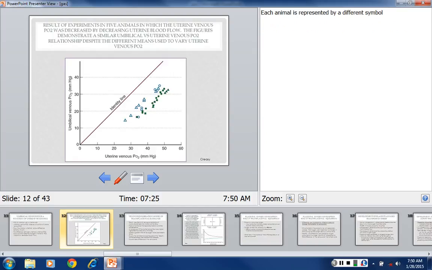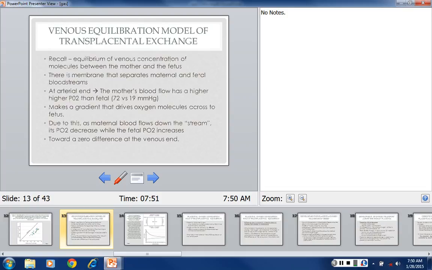If you look at experiments primarily in sheep, each one represents a different animal: triangles, circles, squares. The PO2 was decreased by decreasing uterine artery blood flow, and the figure demonstrates that it maintains a stable line, kind of what we talked about. So decreasing one or the other, the two vessels will equilibrate. So remember, equilibrium of venous concentration of molecules between the mother and fetus. Everything's going to go back and forth, and this is a big thing. This is a diffusion, where everything needs to remain stable.